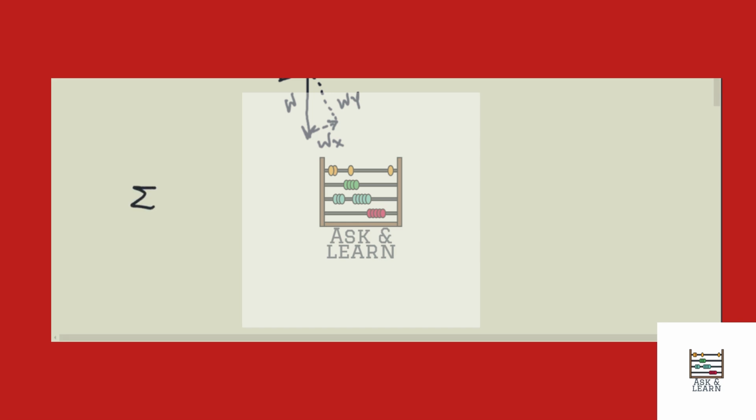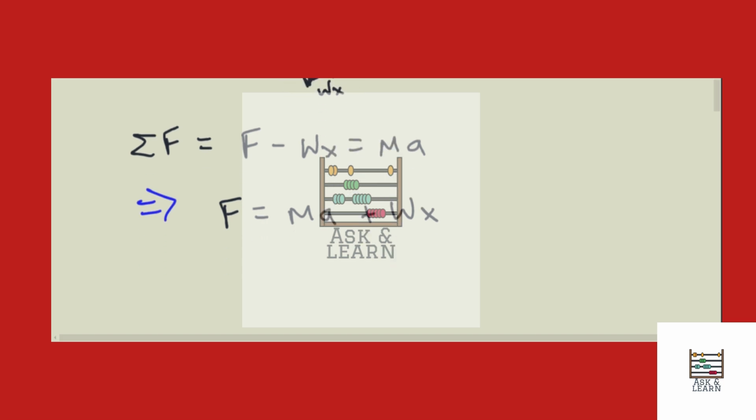So the sum of the forces in the x direction, we get the force of the engine minus the weight of the car in the x direction, which is equal to mass times acceleration. So solving for F, we get ma plus Wx. So in this equation, we don't know the acceleration of the car, and we need to find a value for the weight in the x direction.